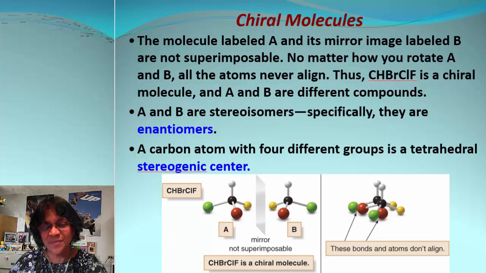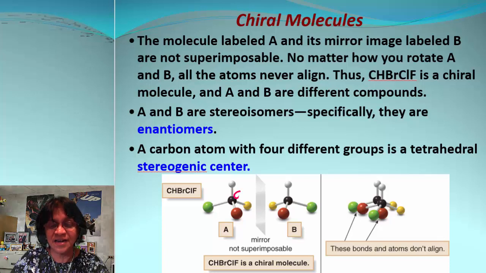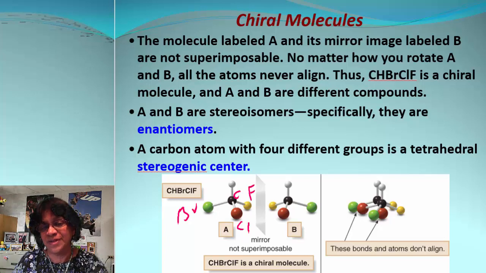And there are two examples given for CHBrClF. So this is your carbon, and then the red is going to be chlorine. Let's make that green as bromine, which you had, and then this orange is going to be fluorine. And then we look at the mirror image. So if you take that mirror image and try to superimpose, you are never ever going to superimpose that.